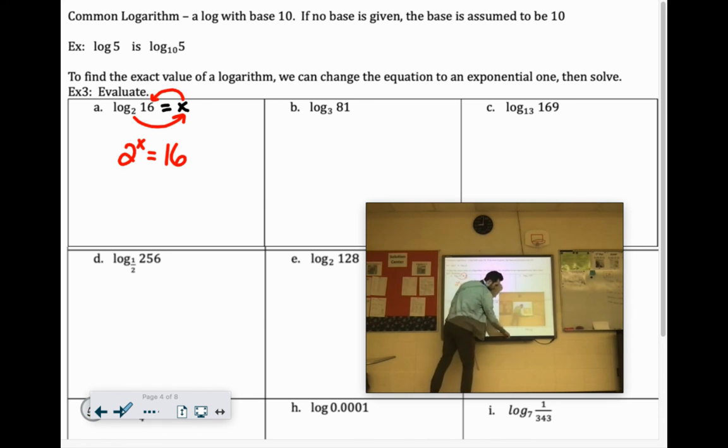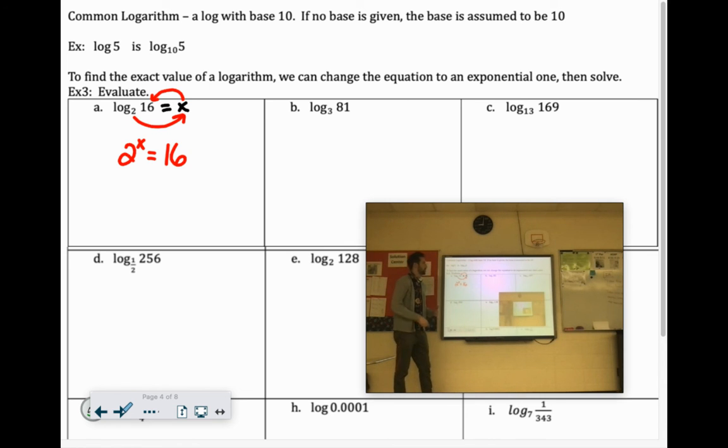Now, me personally, I don't like to just guess and check. I think it's helpful if you change 16 to the base of 2.